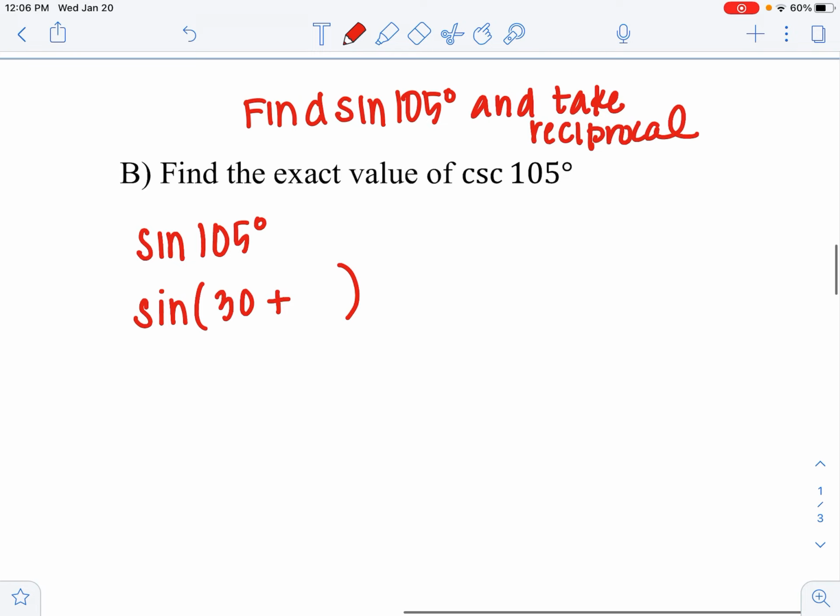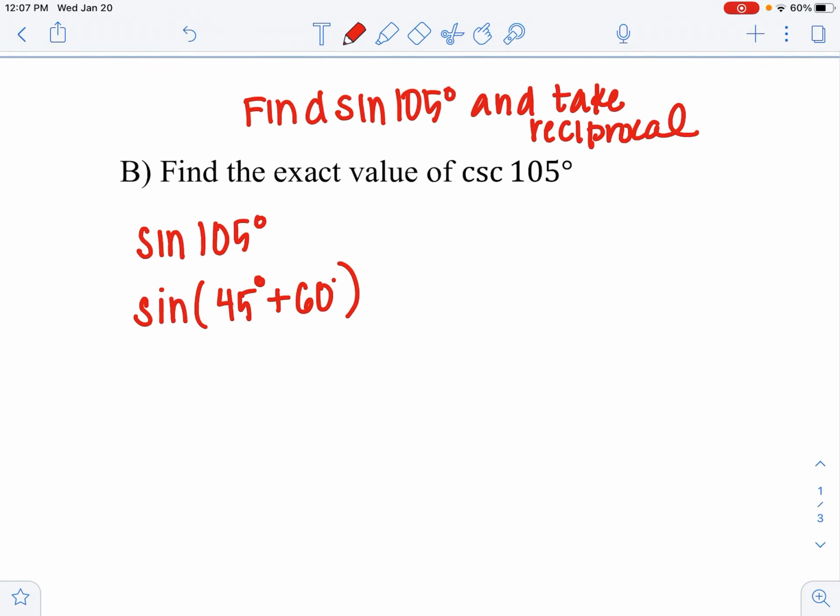So if I start by saying 30 plus what? It's 30 plus, what is that, 75? And I don't know 75, so no, I'm not going to use 30. So then I'll say, okay, 45. 45 plus what gives me 105? Oh, 45 plus 60 is 105. So boom, boom, boom, right? So I'm going to need 45 degrees and 60 degrees.